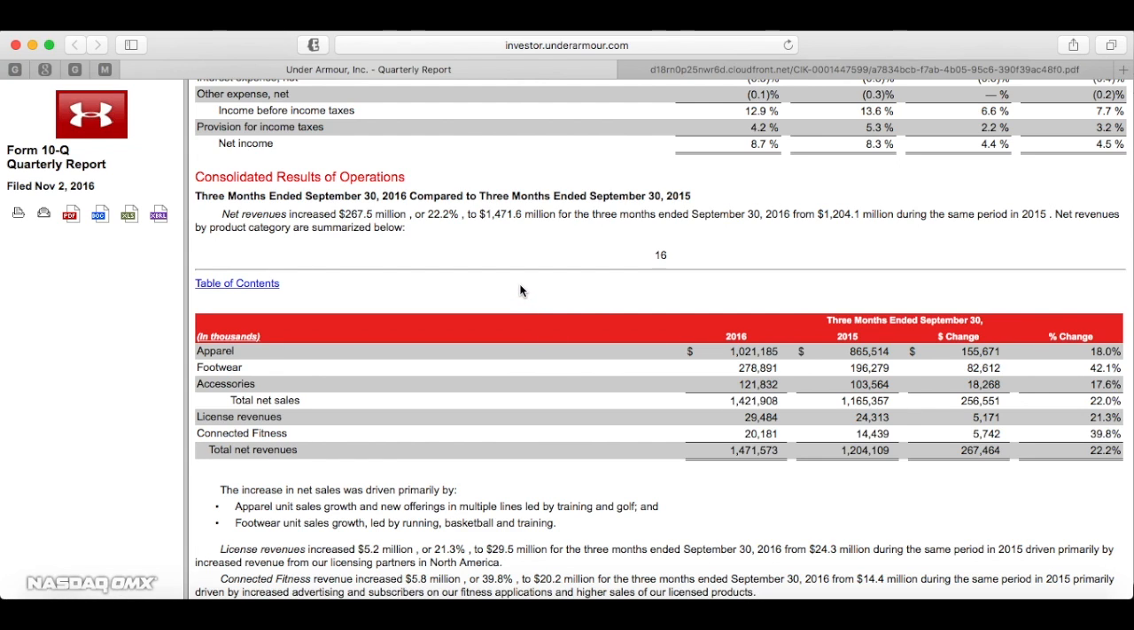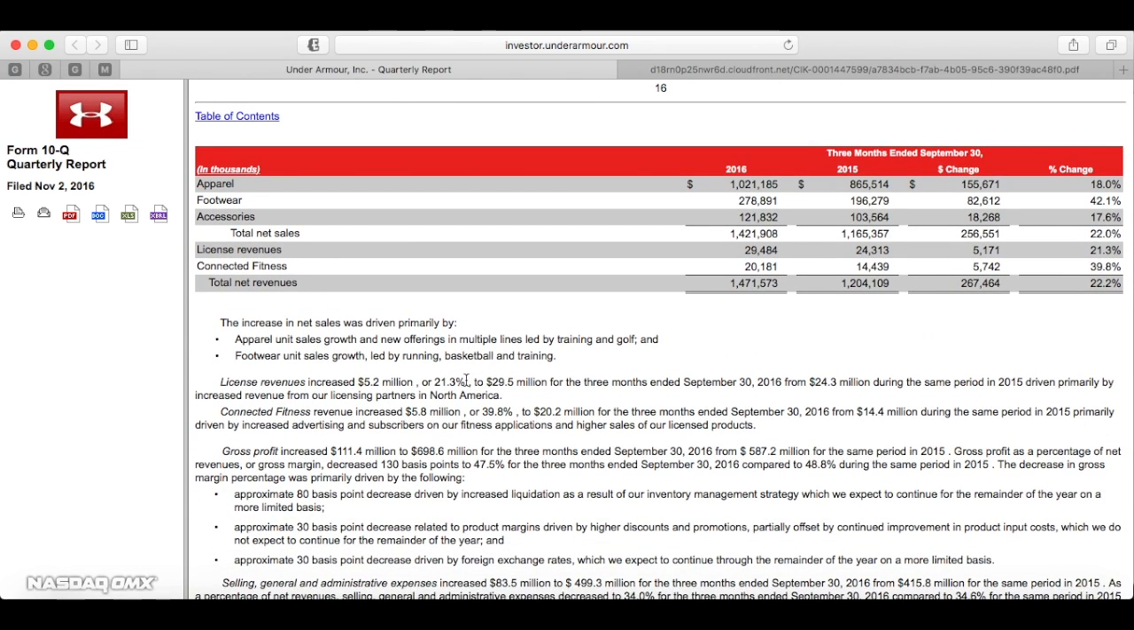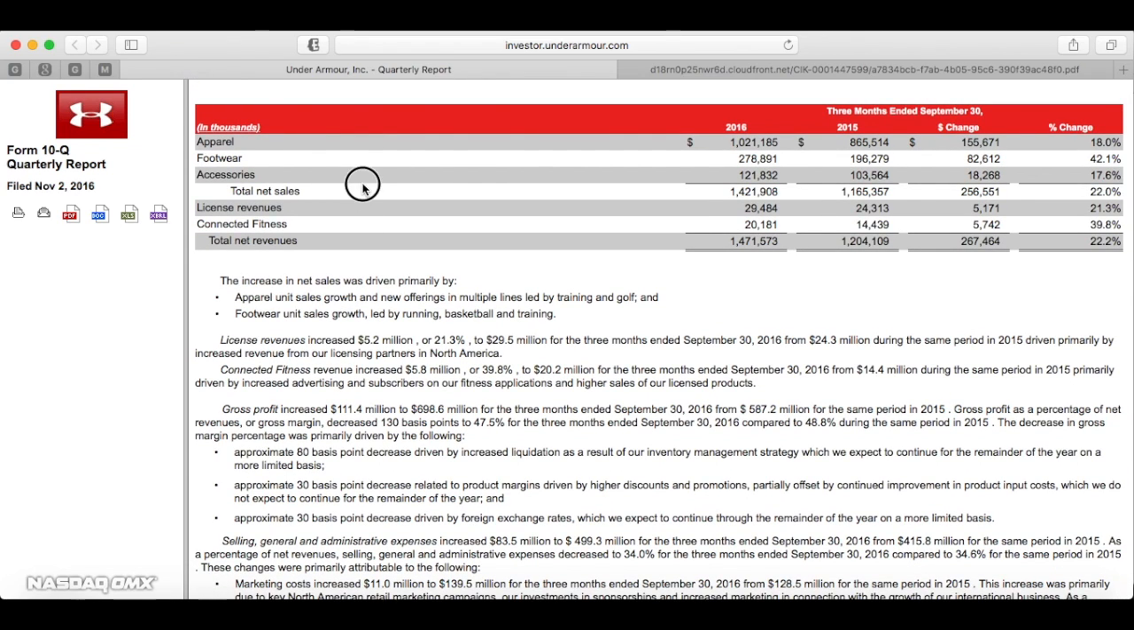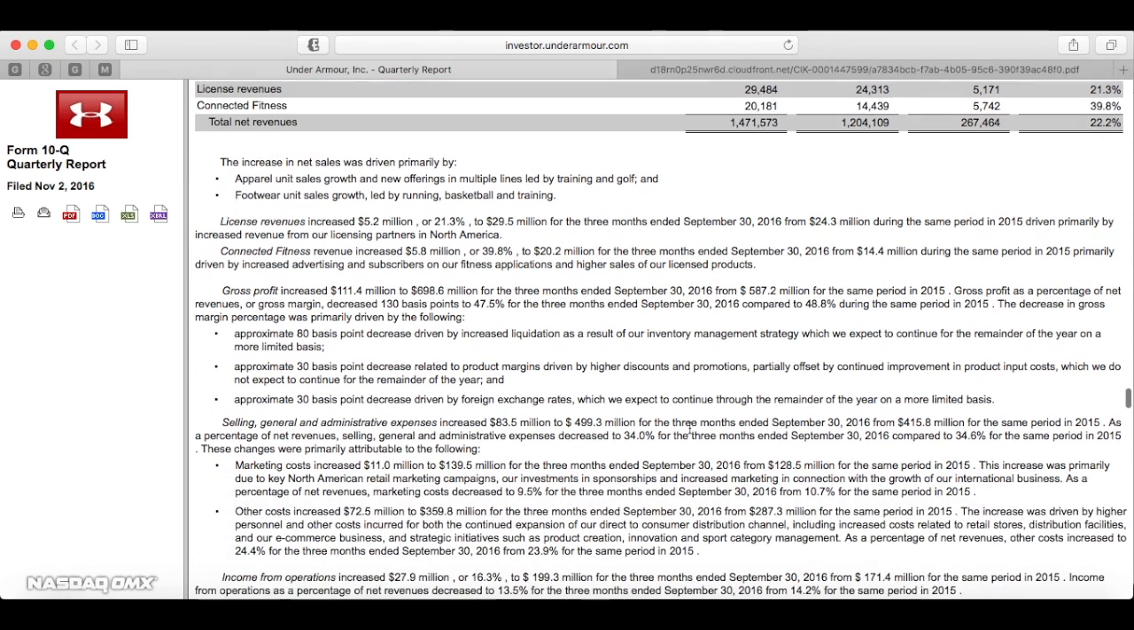Consolidated results of operations. Again, we're getting down to the apparel numbers they showed us. Just a couple things. What they're doing here is showing you this table up here, but then they come down here and write this stuff out, and they sometimes give an explanation why, using terms like "primarily driven by an increase in advertising on higher sales." They try to make things sound pretty good down here.